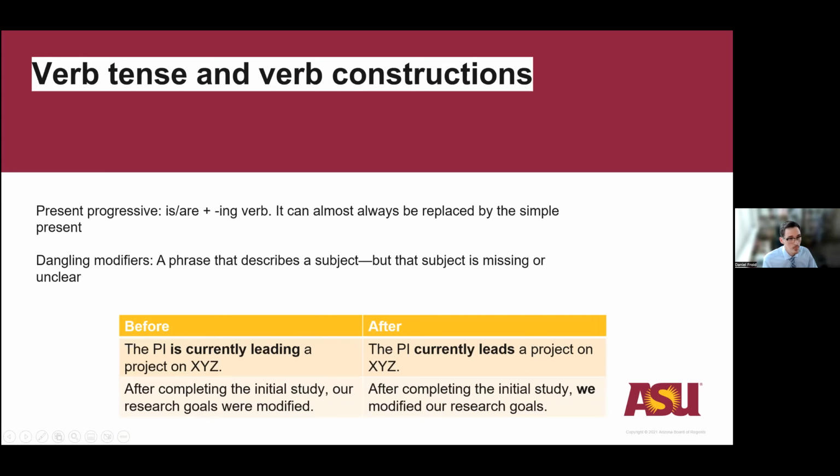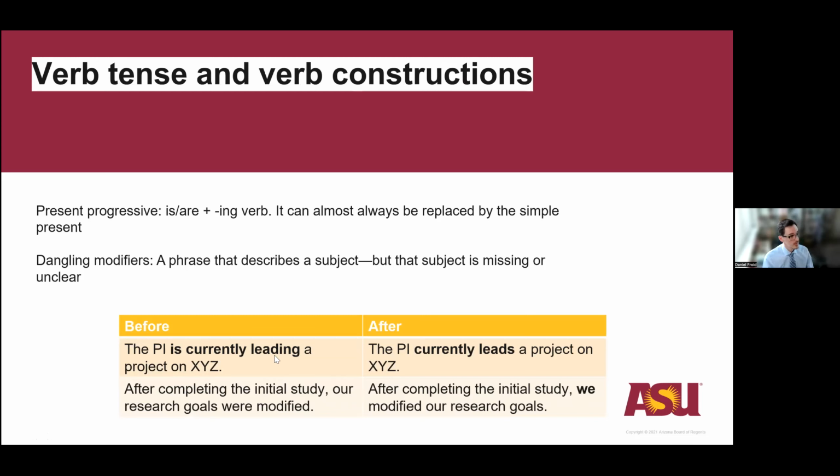All right, so I also want to talk about verb tense and verb constructions. So the first one is a fairly simple point, the present progressive. This is when you see is or are plus an ing verb, which is called a gerund. The present progressive can almost always be replaced by the simple present.